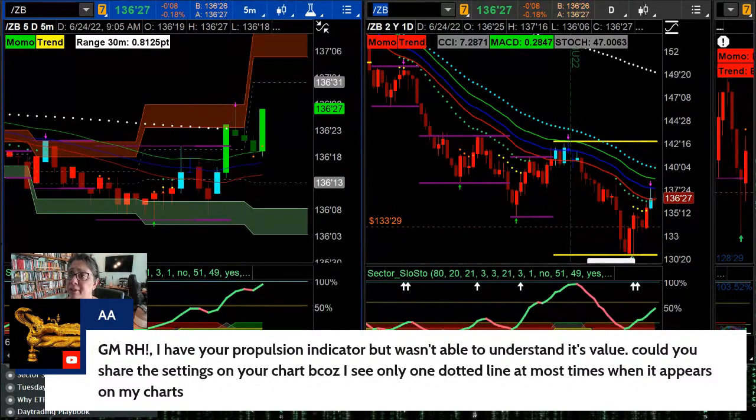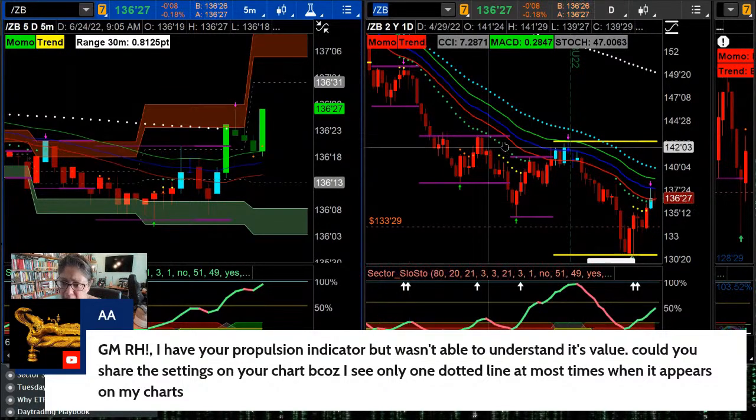I wasn't able to understand its value. Could I share the settings of my chart? Because I only see the dotted line at most times when it appears on my chart. I appreciate the question, but I don't have time to dive into a long discussion on propulsion in Charts and Coffee. What I can tell you is check out countdowntrader.com. We have content there on a lot of my indicators. But let me give you at least a Cliff Notes version of what propulsion does.